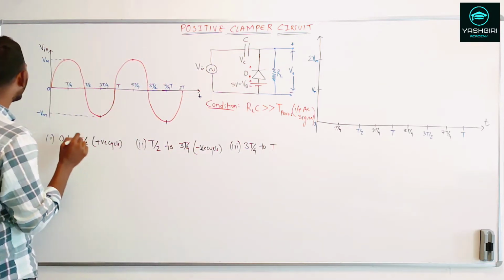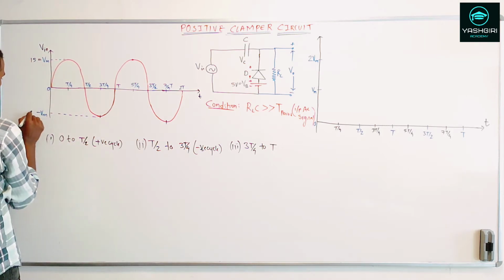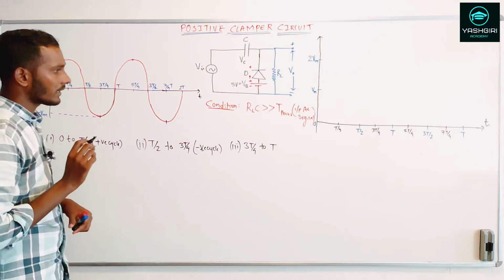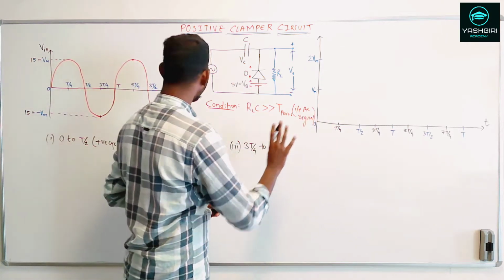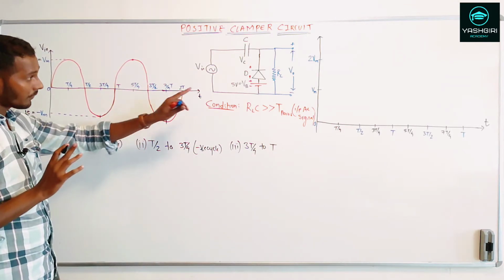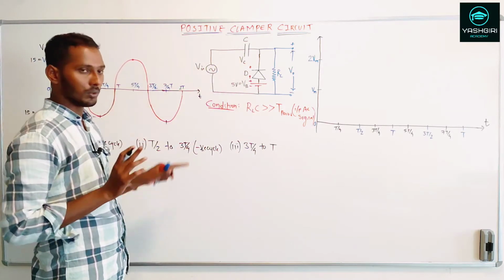Alright, now here let's consider VM to be 15 volts and minus VM also to be 15 volts. Now let's try to trace the output waveform. For the first positive half cycle, what we know is that at the initial start only the capacitor is charged up to 5 volts.